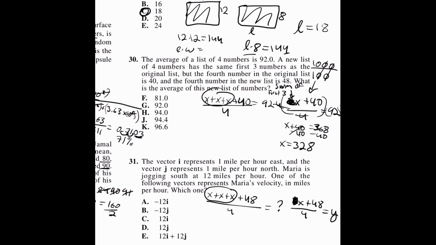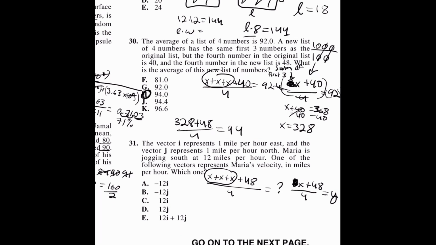Great. So now that I know the sum of the first three numbers, I can find my average, right? I know that the sum of the first three numbers is 328, plus 48, and literally just divide that by 4, and that should give me my new average. Okay, great, easy peasy.